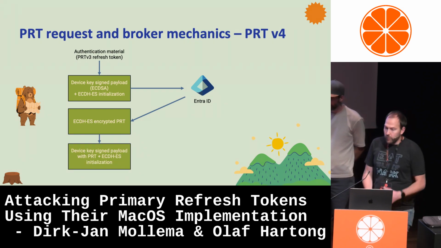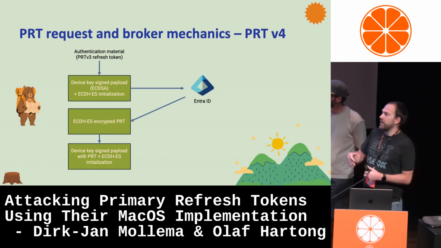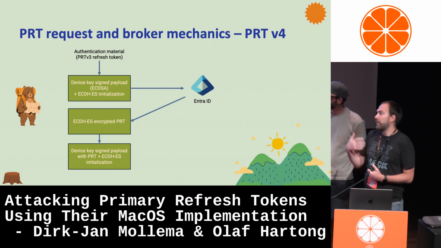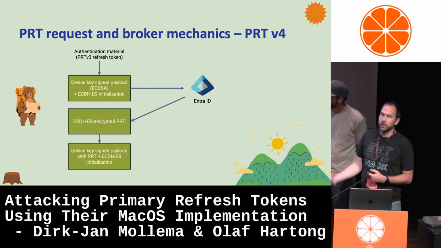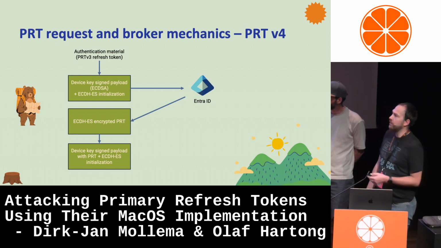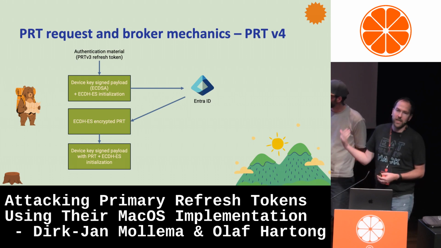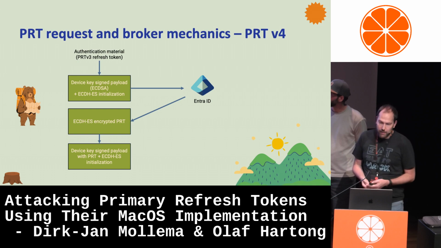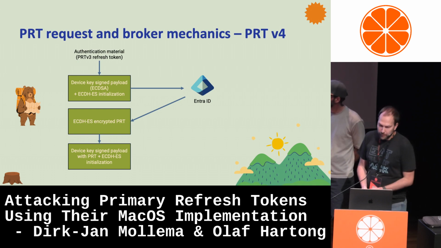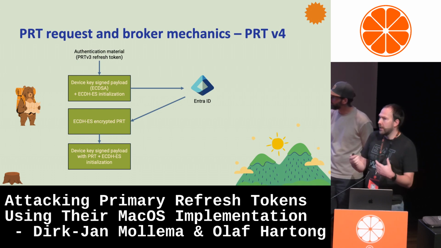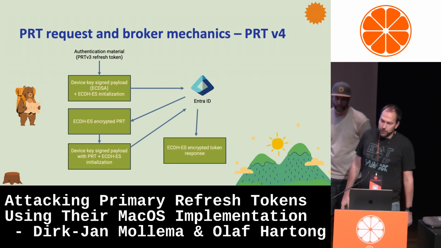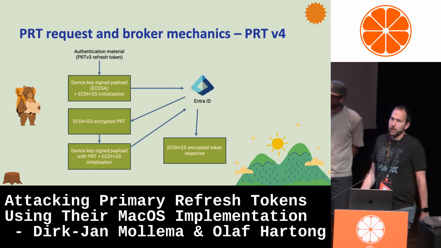And if we want to use it, then we actually have to, again, sign our request with the private key of the device. So that's different also from the PRT v3 and the PRT v2 flow, because these are not signed by the device. But in this case, we do sign it with the device private key. Again, we do this Diffie-Hellman key exchange to negotiate a key with Entra. And the response will get us our tokens, and the tokens will again be encrypted.